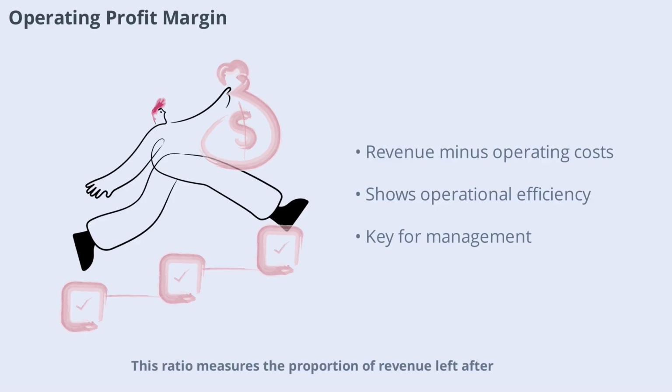Next, let's discuss the operating profit margin. This ratio measures the proportion of revenue left after covering both the cost of goods sold and operating expenses, such as salaries, rent, and utilities. Operating profit margin provides insight into a company's ability to manage its core business operations efficiently. A higher operating margin means the company is keeping more profit from each dollar of sales after paying for day-to-day expenses.